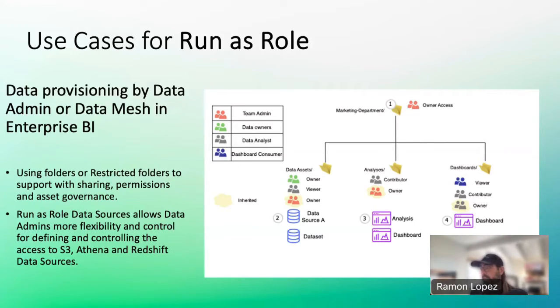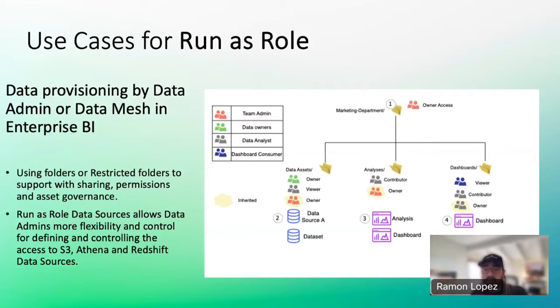S3, Athena, and Redshift. And how does it work? I have steps 1, 2, 3, and 4 here in this diagram. The first step is the administrator, whether it's a team admin or a system admin or the data mesh itself, is going to provision the folders, the permissions, and create all the structure for the marketing team to work, to collaborate, and to share assets with the organization. In this marketing department folder, we're going to have these subfolders. One of them could be data assets, and the data assets is where I'm going to be creating the data source. So that would be maybe step number 2, create the data source.